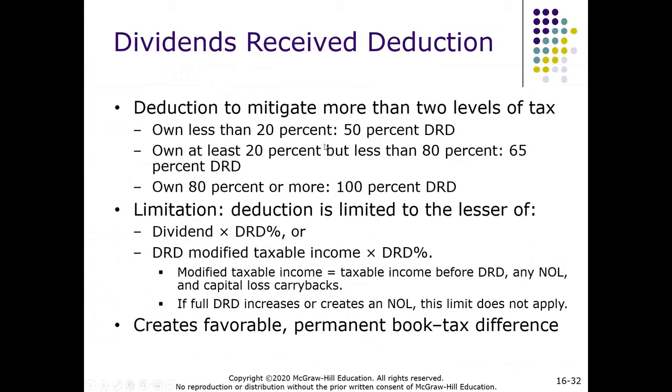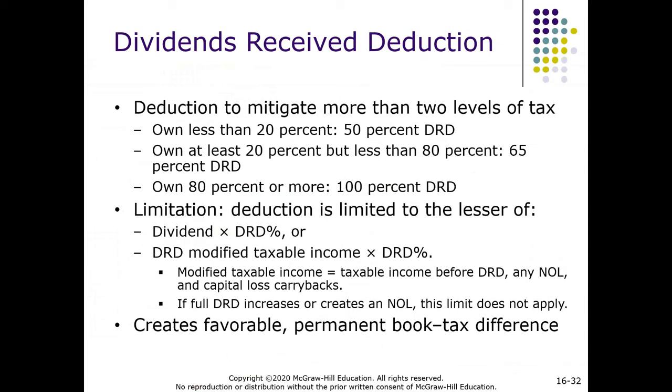So the recent Tax Cuts and Jobs Act, in order to raise funds, one of the things that they did is they changed the dividends received deduction rate. And they reduced it: if you own less than 20% of the company, you get a 50% DRD. If you're between 20 and 80%, you get a 65% DRD. And if you own 80% or more of the company, you get 100% of the DRD.